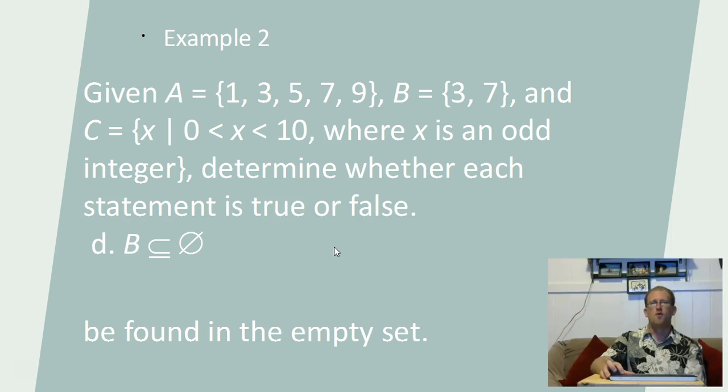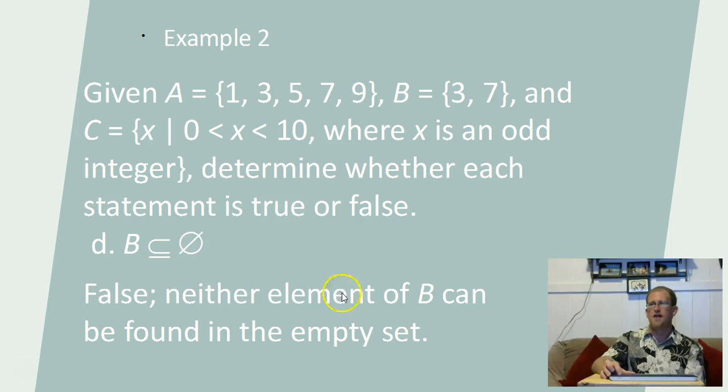Alrighty. One more. B is a subset of the empty set. Well, the empty set is nothing. So is B the same as nothing? No, B has items in it, right? And so false. Neither element of B can be found in an empty set because if it's empty, it doesn't have 3 and 7. Okay?